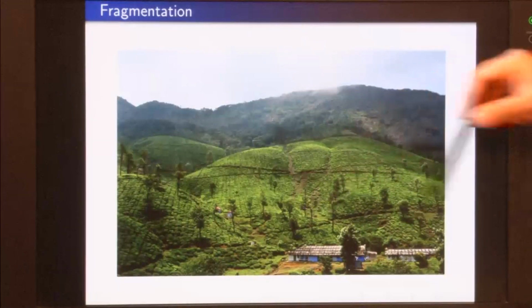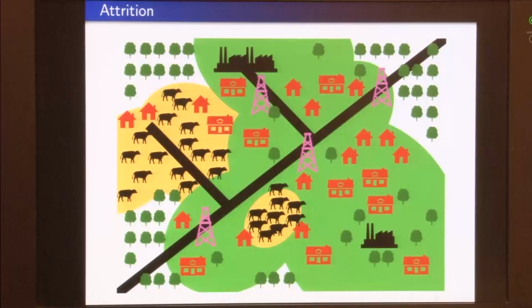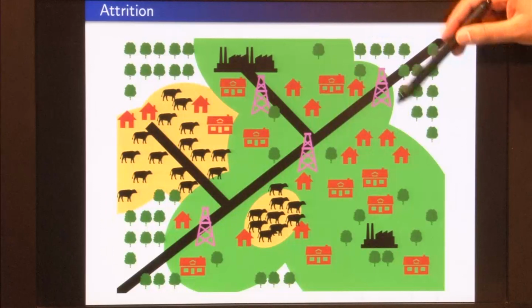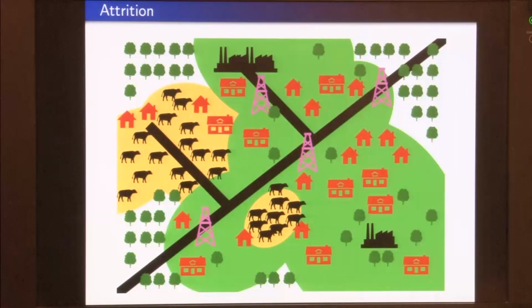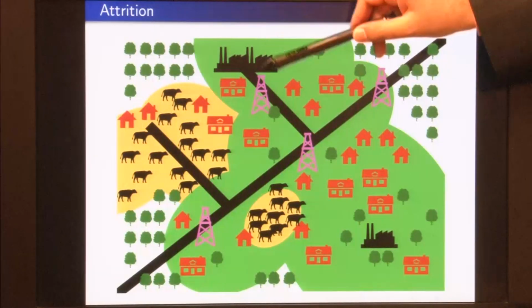So, this has now become a fragmented habitat. Now, after fragmentation, the next step is attrition. In the case of attrition, all these smaller patches of forest that were there are now becoming even smaller. Why? Because we already have these settlements here.